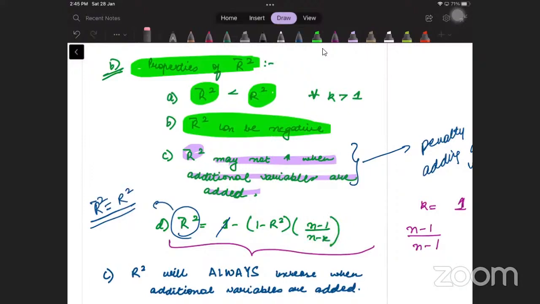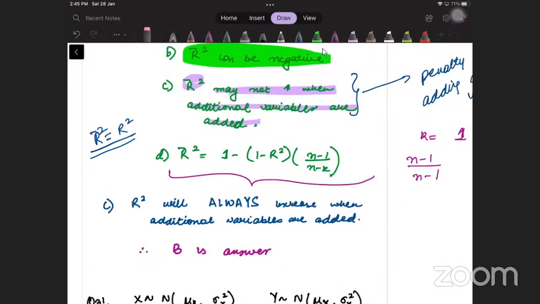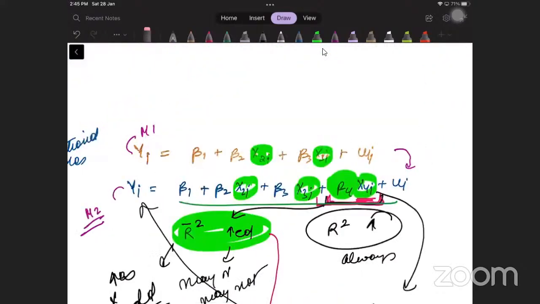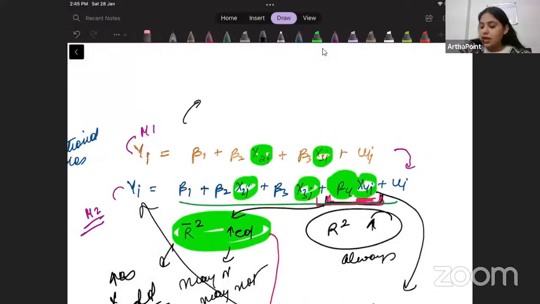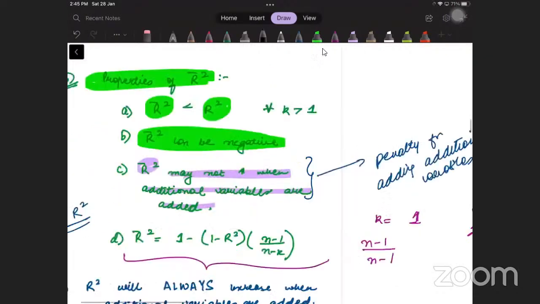Then next come to r square. R square will always increase whenever you add a variable. What was r square? It was telling how you are explaining jointly the variation in y due to x's. So r square का formula होता है, so r square definition is how jointly x's explain y. So if you increase x's, the joint explanation on y will always increase.